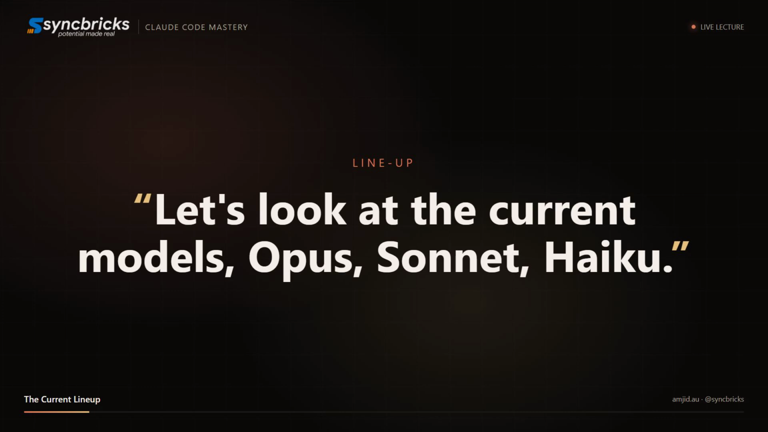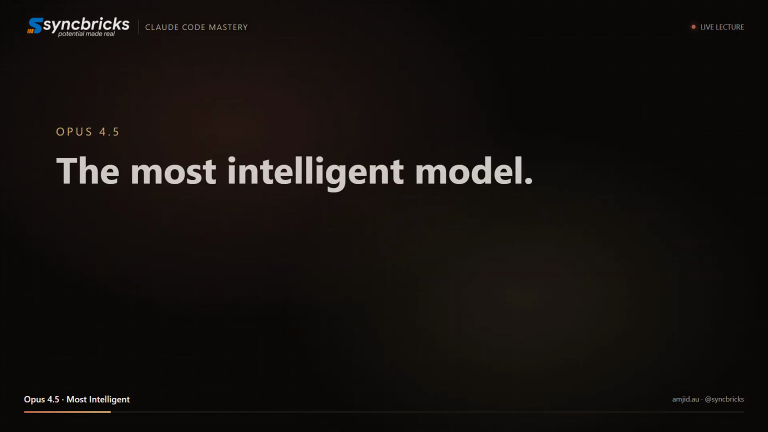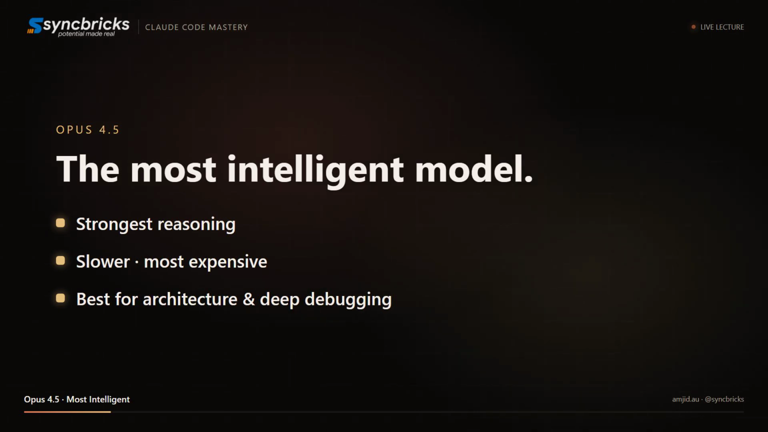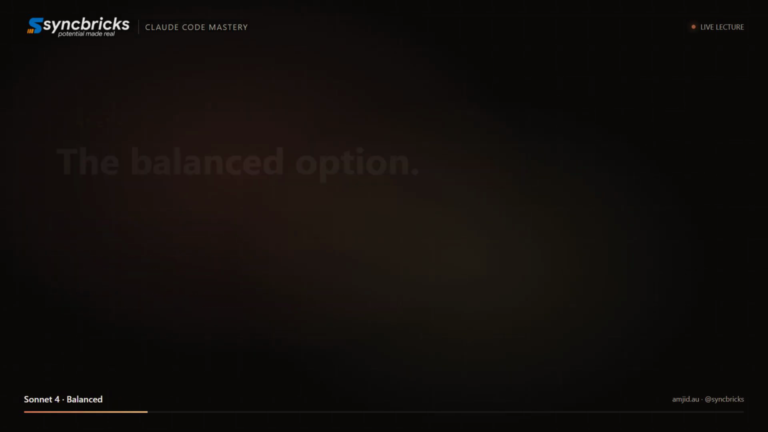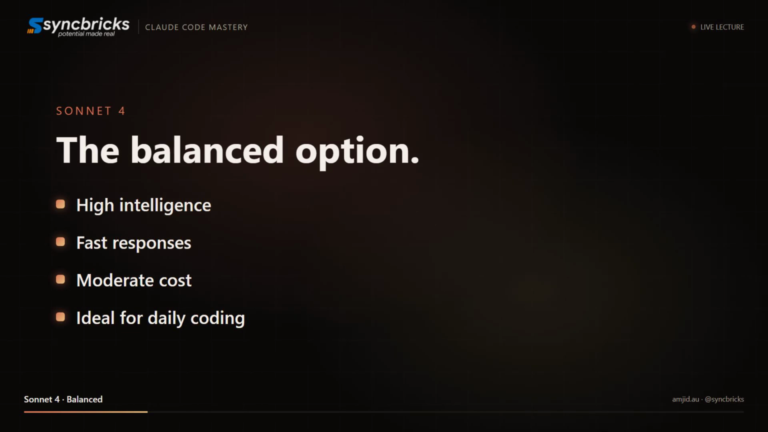Let us look at the current model lineup. Opus 4.5 is the most intelligent model. It provides the strongest reasoning capabilities, but responses are slower, and it is the most expensive in terms of token usage. It is best suited for complex reasoning, architecture decisions, and deep debugging.